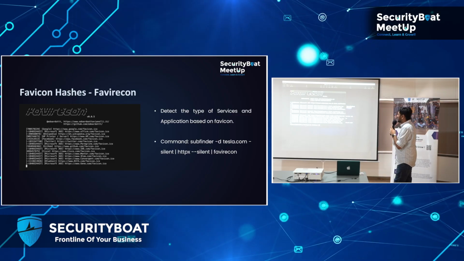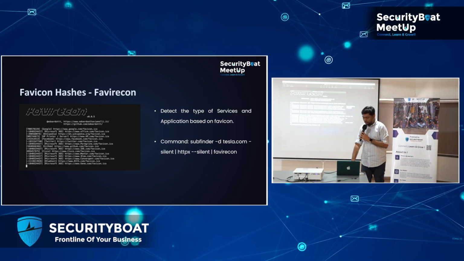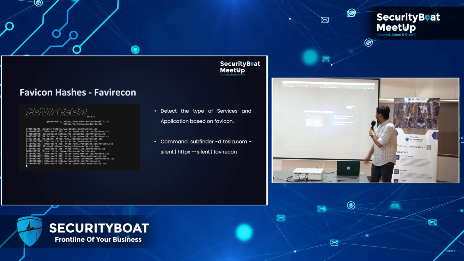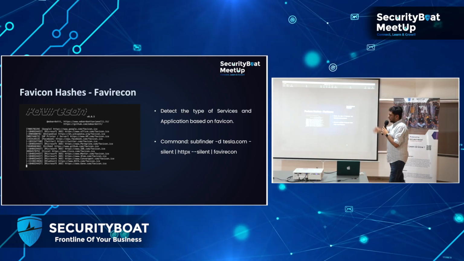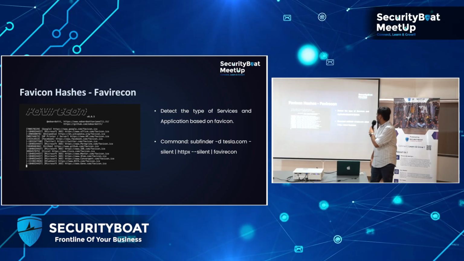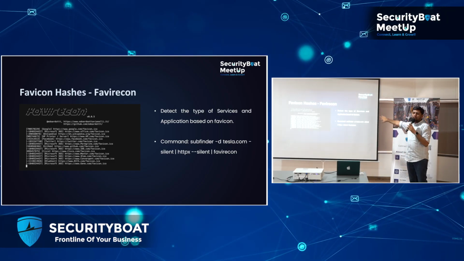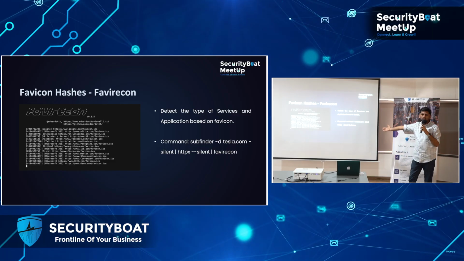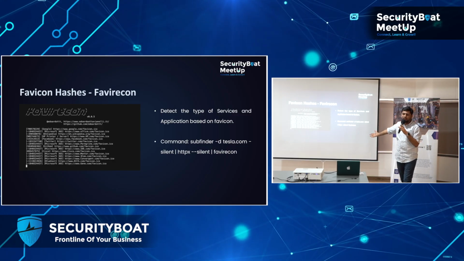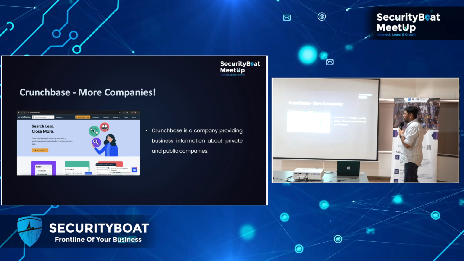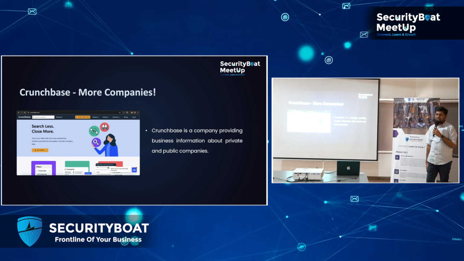Right, so this was the second technique where you get favicon hashes using favicon Recon. Over here it's clearly mentioned that it detects the type of services and application based on favicon. And this is a simple command. You can use a more sophisticated command as per your needs. The third technique for the day is Crunchbase.